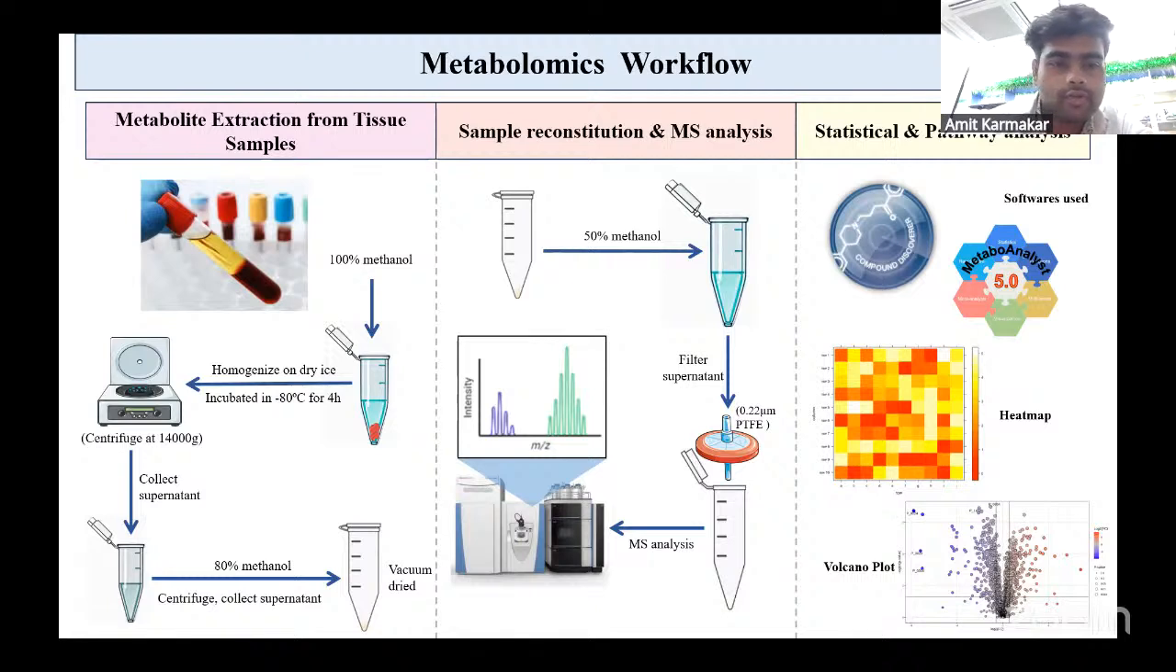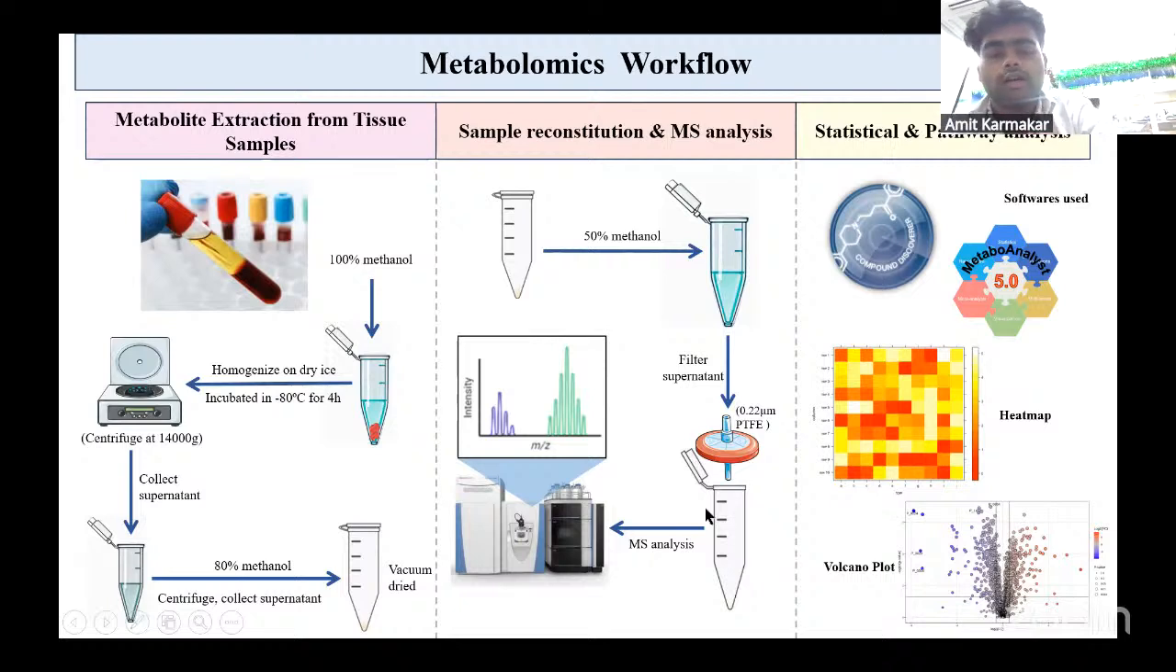After using 100% methanol, we need to incubate it for 8 hours, and after that we run it in a centrifuge at 14,000 G for 10 minutes. After that, we get a supernatant. From the supernatant, we need to dry it. Then we get the metabolites. Then we use the QE mass spectrometer in our lab to see what different metabolites are present.